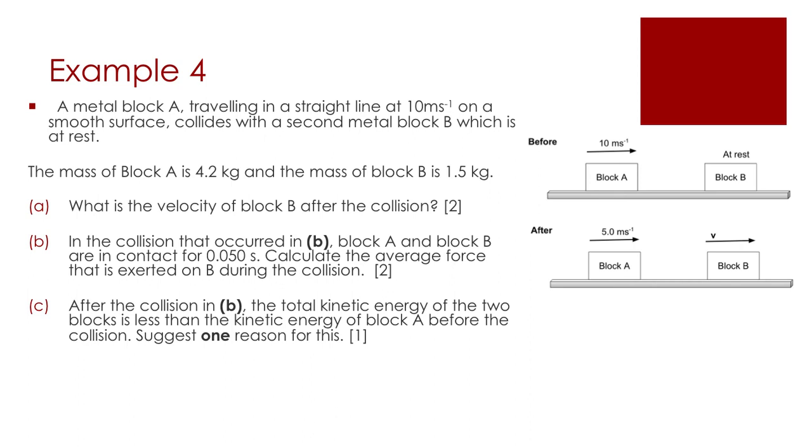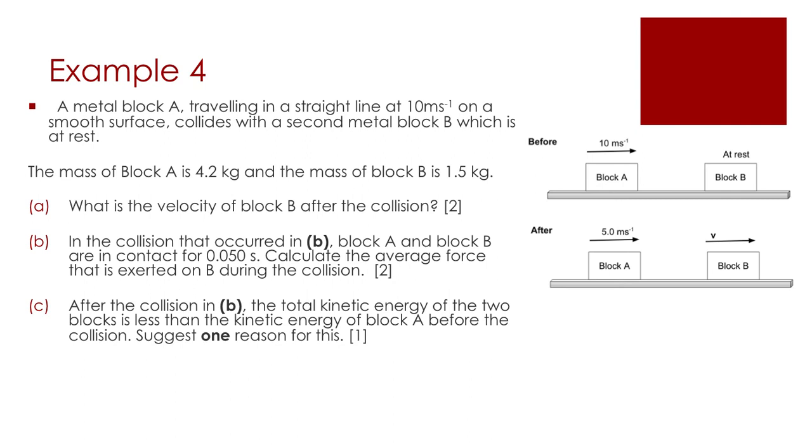Okay, example 4. We have a metal block traveling in a straight line at 10 meters per second on a smooth surface. So what they're trying to say there is we don't have any external forces, so this is an isolated system, and we will have momentum being conserved. One other thing to note, metal blocks typically will have kinetic energy being conserved, but we're not going to make that assumption. So we're given the masses of the two blocks, and we're told that they're going to collide, and afterwards you can see they don't stick together.